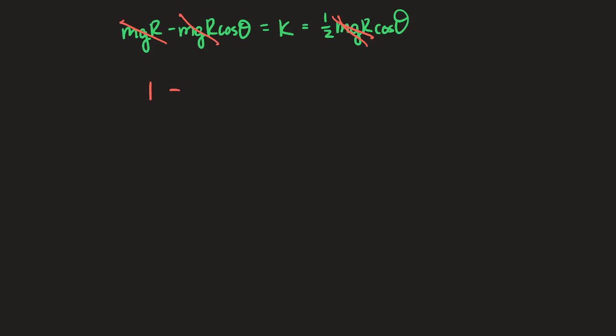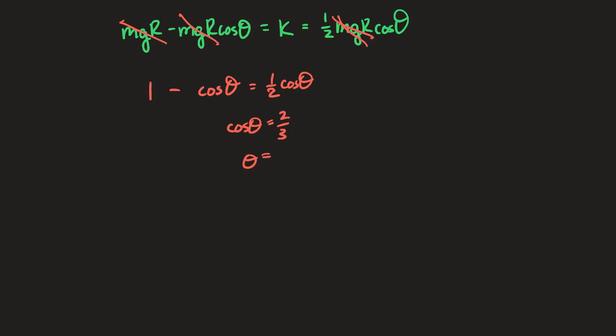So 1 minus cosine theta equals 1/2 cosine theta. That's what I said. So cosine theta equals 2/3. You can do the math, but when you add 1 to 1/2, you get 3/2. Multiply both sides by 2/3, you get 2/3.